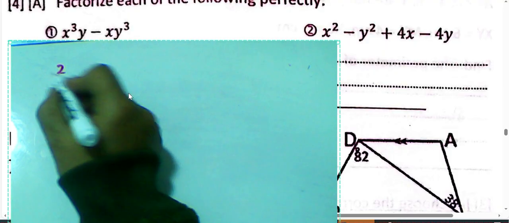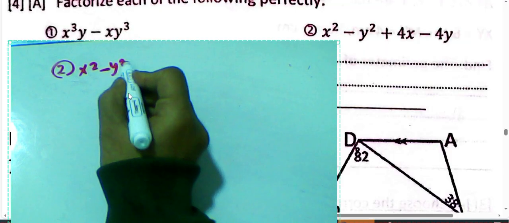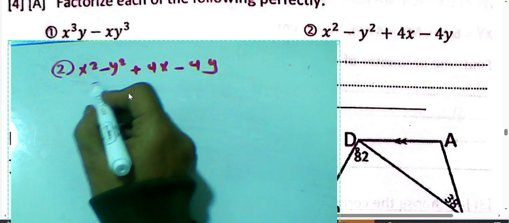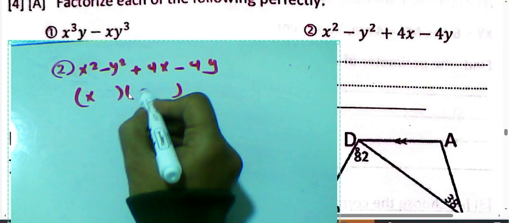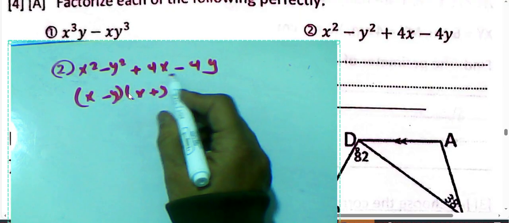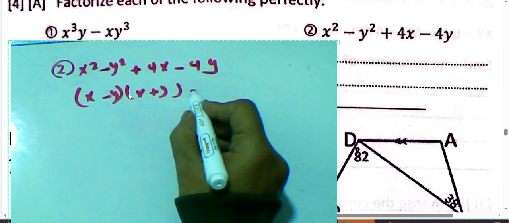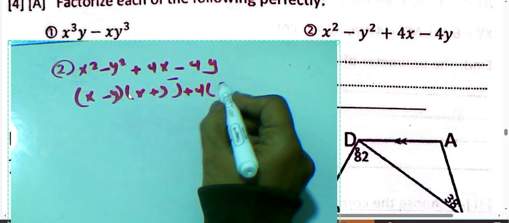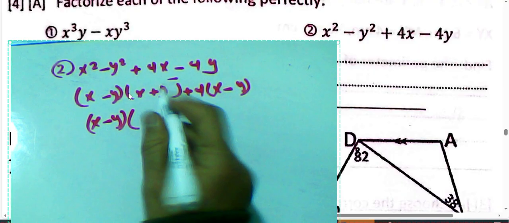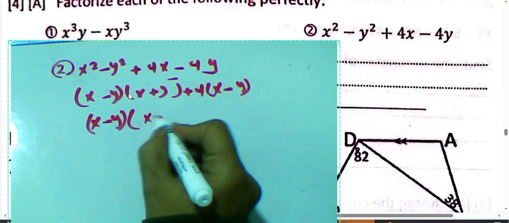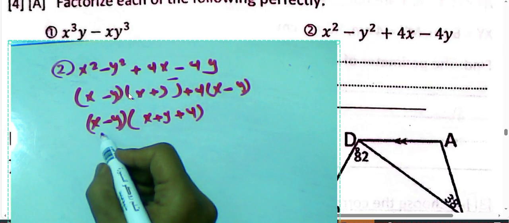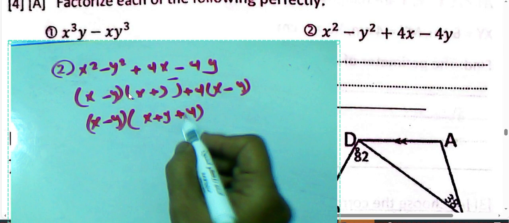Next question, number 2. We have x squared minus y squared plus 4x subtract 4y. We have 4 terms. We can factorize this: x squared minus y squared equals (x minus y) times (x plus y), and here write 4 as the common factor between the two terms, so 4 times (x minus y). Then x minus y is repeated, so divide this expression by x minus y, it will be x plus y, and this expression divided by x minus y will be 4. Then we have (x minus y) times (x plus y plus 4).